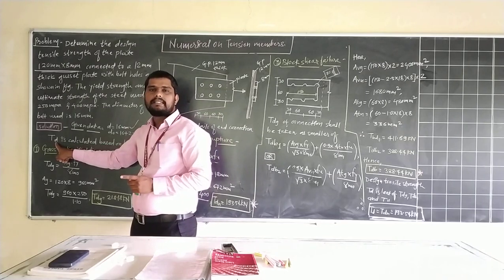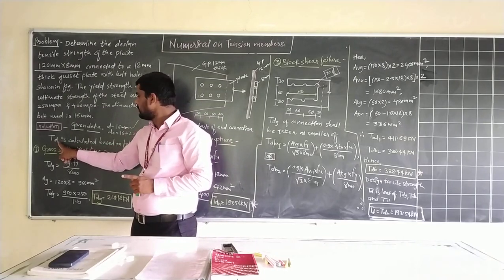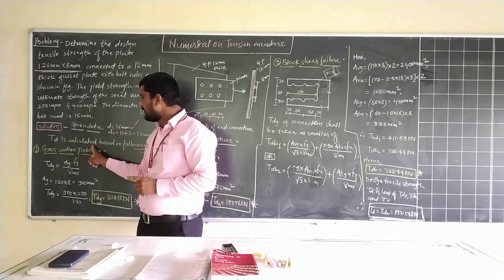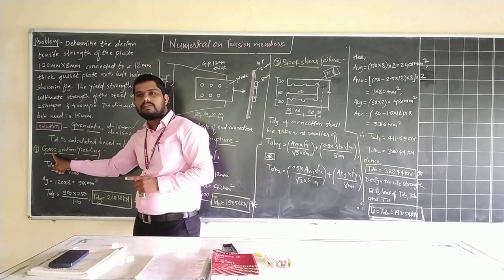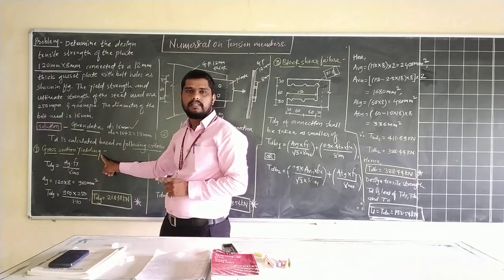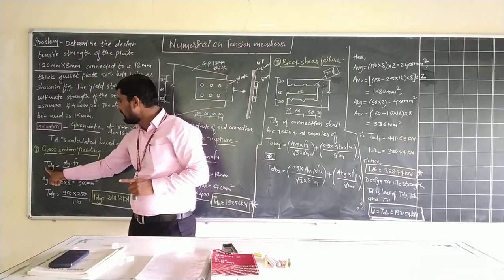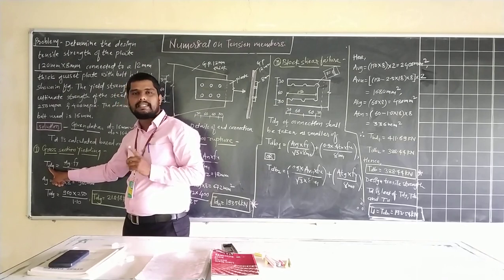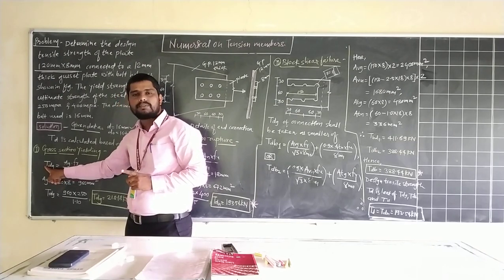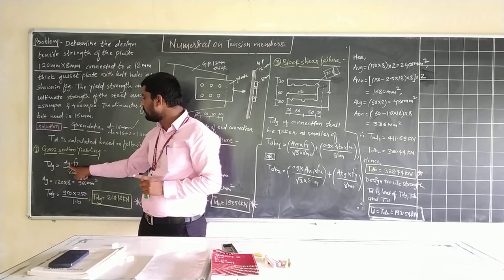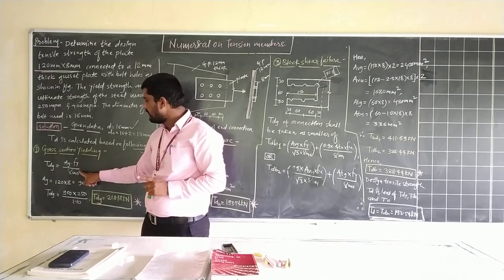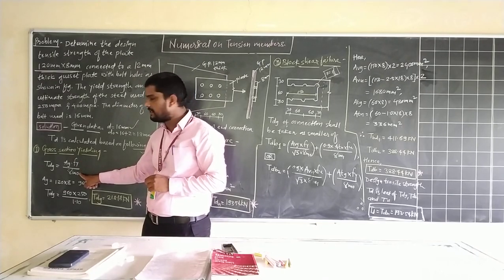TD, the design tensile strength, is calculated based on the following criteria. The first criterion is known as gross section yield. Gross section yield, that is TDG, where G stands for gross, D for design, and S for strength. So the TDG equation is equal to AG into Fy, that is gross sectional area into yield strength of the material Fy, divided by gamma m0, the partial safety factor.